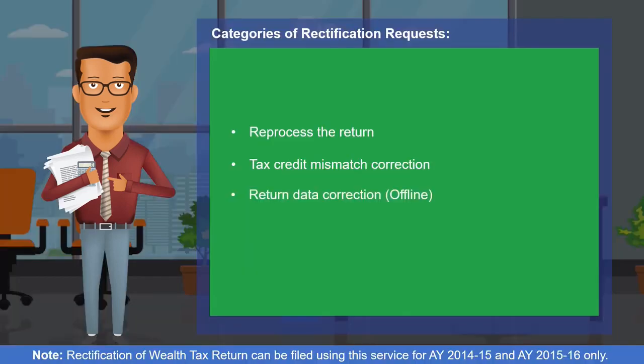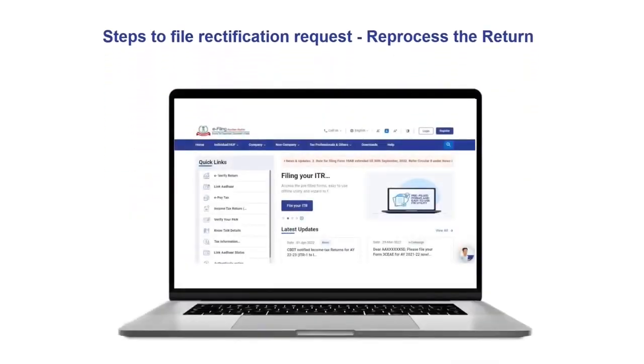There are categories of rectification requests. You can file a request to reprocess the return, or for tax credit mismatch, or return data correction offline. The steps to file the first category of rectification request, which is reprocess the return.